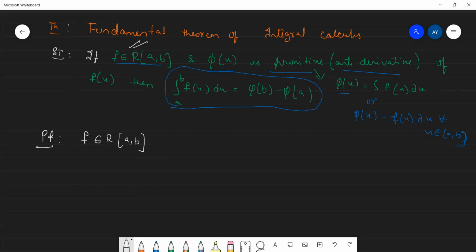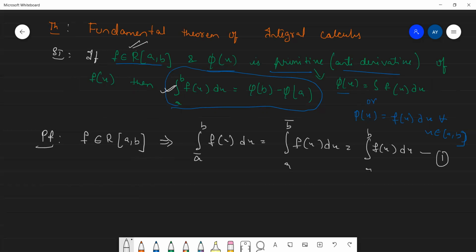What is R over a, b? This implies, as we are talking about the integration, the upper integral from a to b of f(x) dx is equal to the lower integral from a to b of f(x) dx, which is equal to the integral from a to b of f(x) dx. I hope you remember this statement because we have earlier proved it in one of the theorems. This is what we'll get if it is Riemann integral.